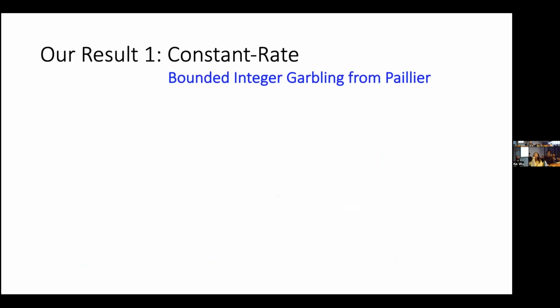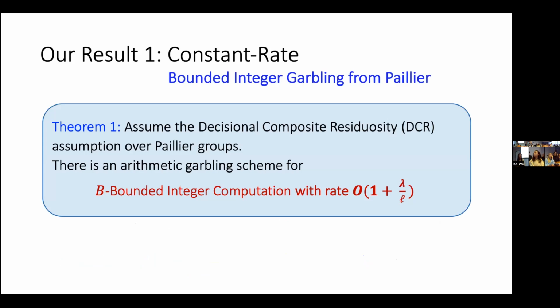All right, so our first result is we improve the AIK garbling for bounded integer computation using the assumption of Paillier, and we can achieve constant rate. So for this kind of computation, we achieve a rate that is close to constant, order 1 plus lambda over L. It means that when you are doing integer computation for very large integers, say you have like 1000 bit integer multiplication, then this rate is constant.